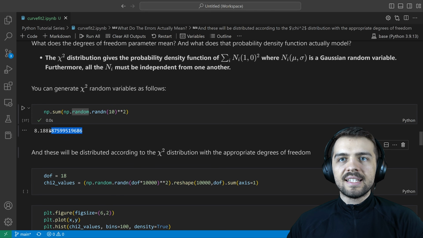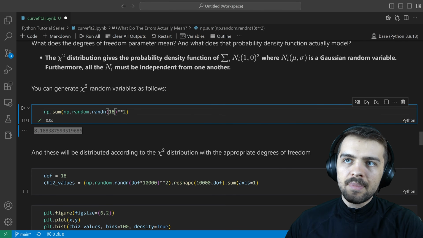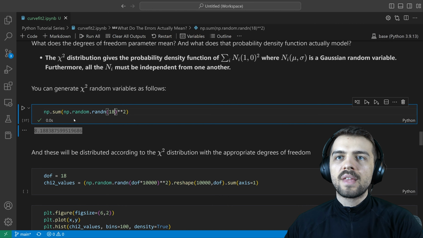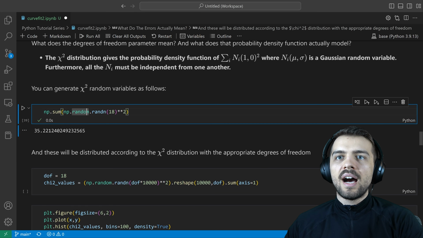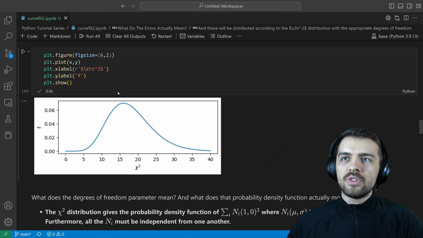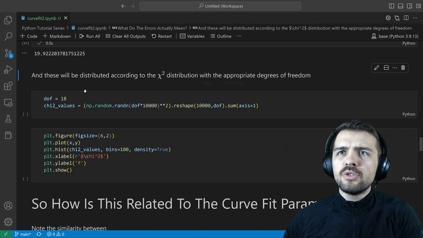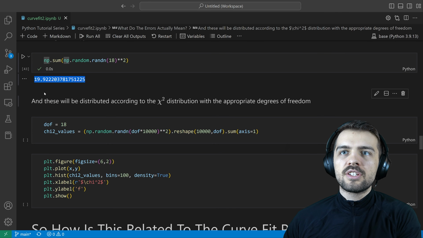And I claim that the distribution of these numbers, well, in this case, I would have to give 18 because this has 18 degrees of freedom. If I give 18 here, I claim that these numbers, if I create a bunch of them and plot a histogram of them, they'll follow this distribution here of the chi-squared distribution. So let's actually do that. Let's generate a bunch of these and make a histogram of them.